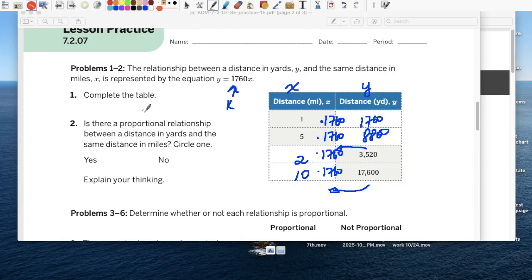Complete the table. Is there a proportional relationship between the distance in yards and the same distance in miles? Yes, there is. Why? Because the constant of proportionality, as you can tell, is the same. 1, right? So 1 times 1,760 is 1,760, and everything else follows through. It's the same constant of proportionality over and over. So that makes my table proportional.